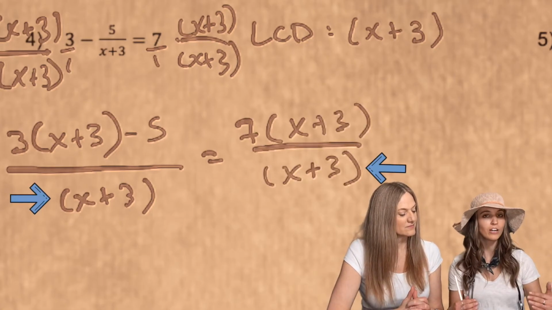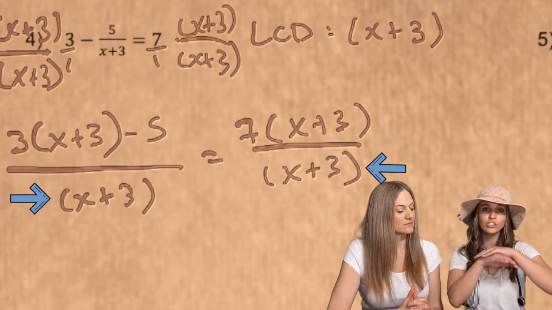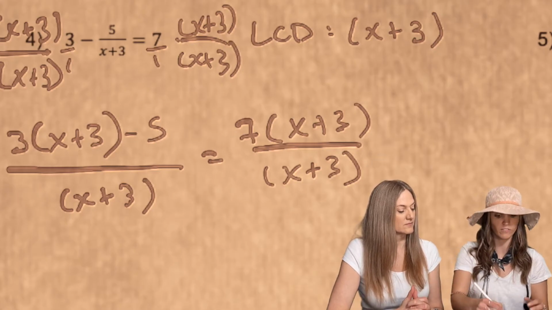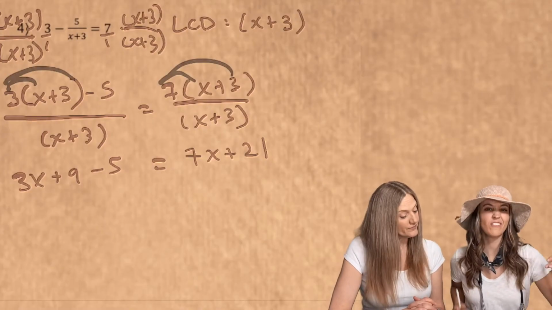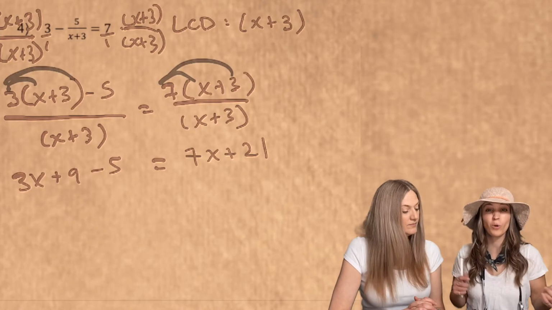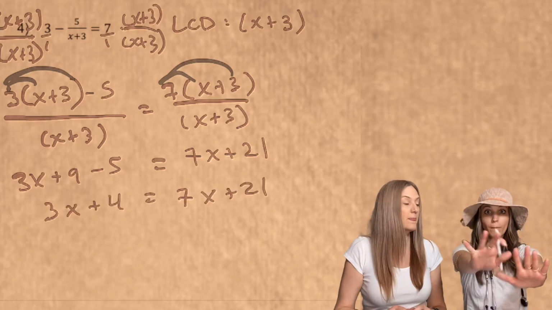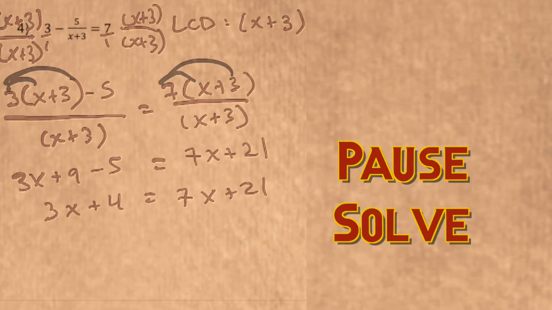Now that my denominators match up, I know those are gonna multiply out, so I just need to focus on those numerators so that I can solve. Distribute, distribute. 3x plus 9 minus 5 equals 7x plus 21. I didn't write that denominator anymore because I know I just multiply it out. Pause, finish solving.